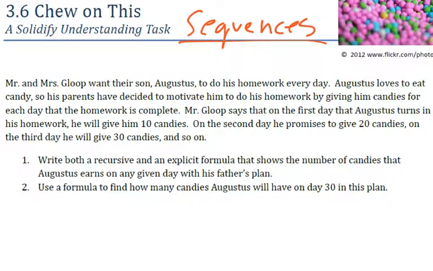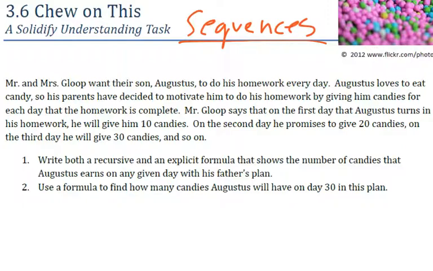Mr. and Mrs. Gloop want their son Augustus to do his homework every day. Augustus loves to eat candy, so his parents have decided to motivate him to do his homework by giving him candies for each day that the homework is complete. Mr. Gloop says that on the first day that Augustus turns in his homework, he will give him 10 candies. On the second day, he promises to give him 20 candies. On the third day, he'll give him 30 candies, and so on.